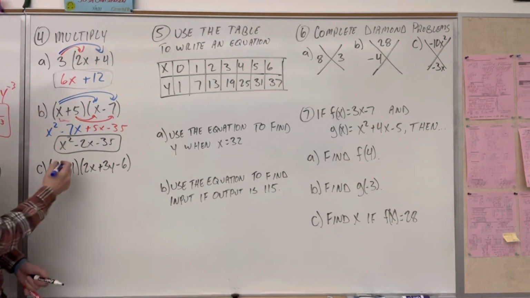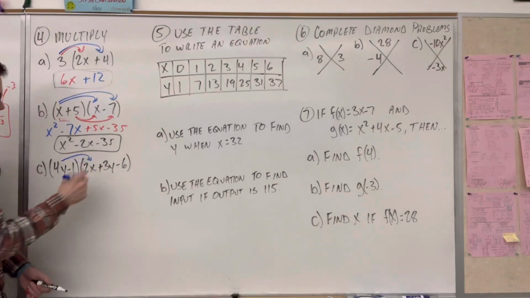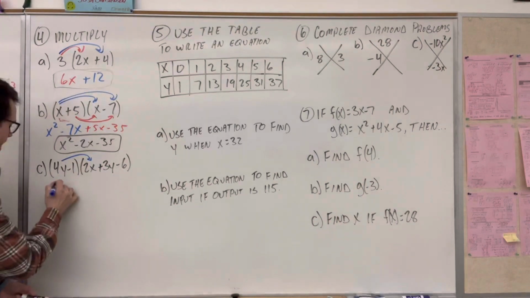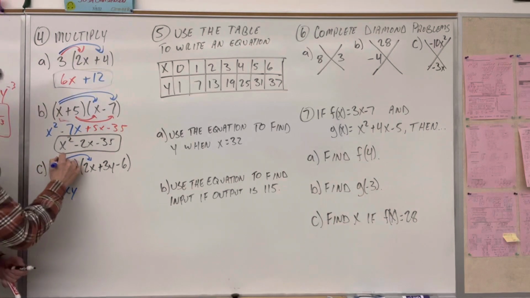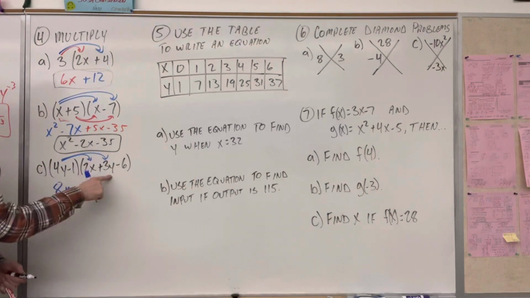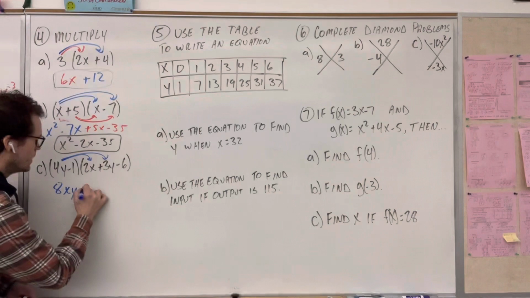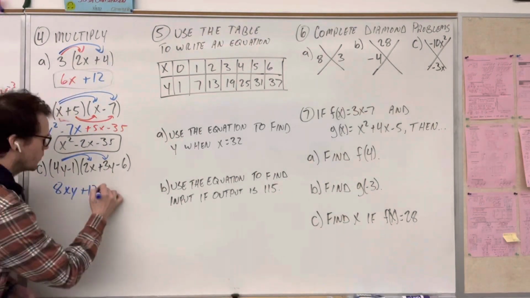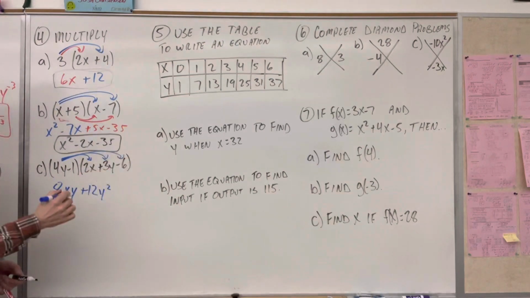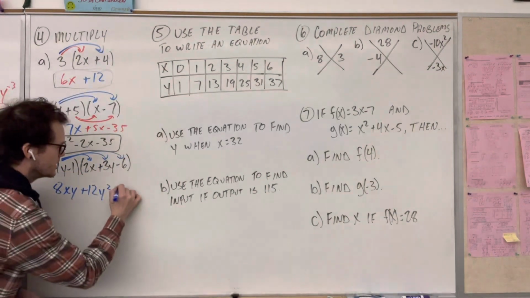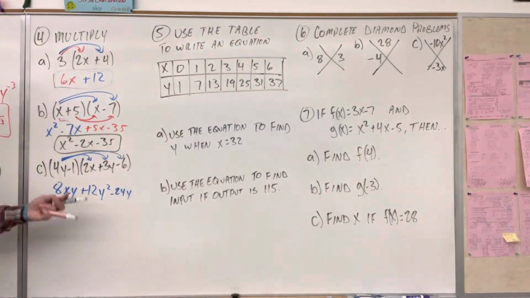I'm going to focus on the 4y first. So 4y times 2x. Well, 4 times 2 is 8. Y times x is xy. That's the first piece. Then it's 4y times 3y. 4 times 3 is positive 12. Y times y is y squared. Then 4y times -6. 4 times -6 is -24. And then we have the y there.